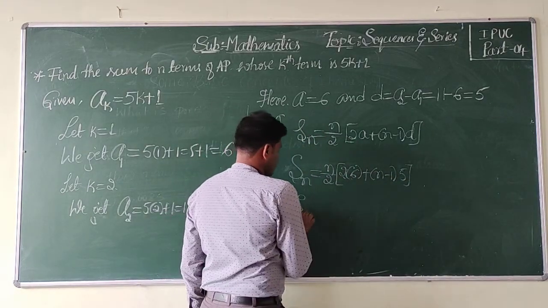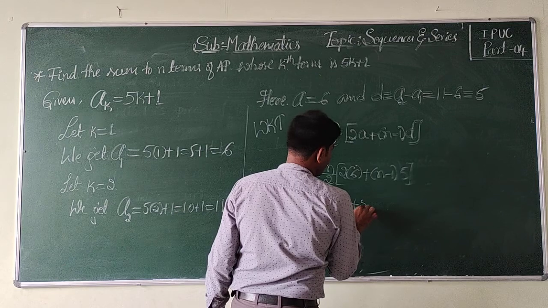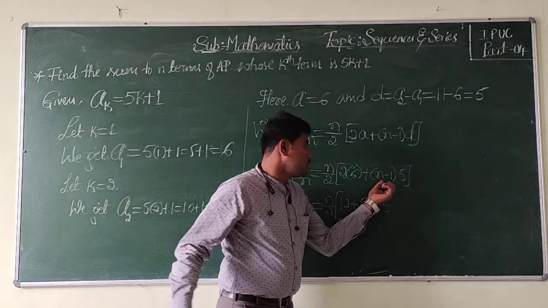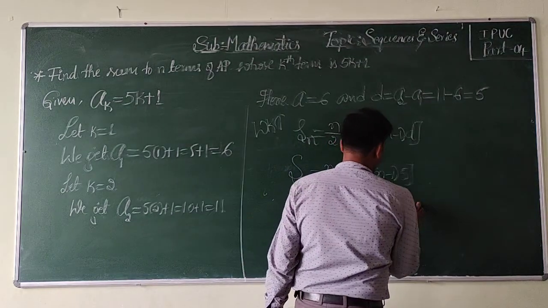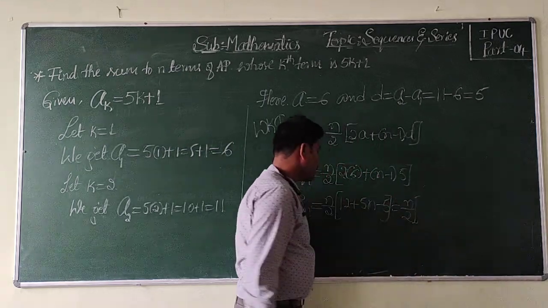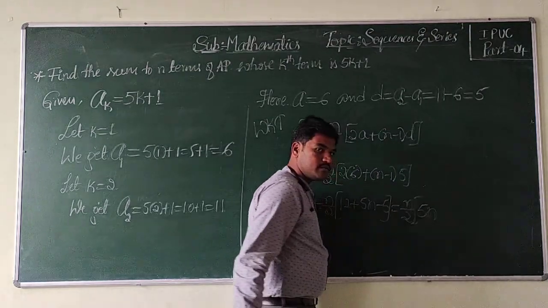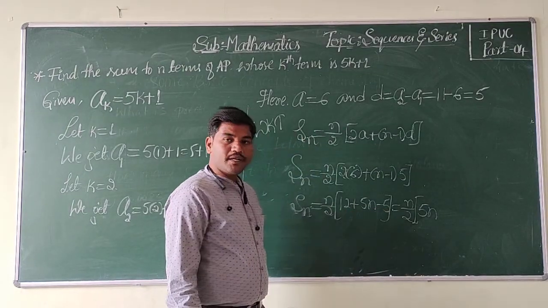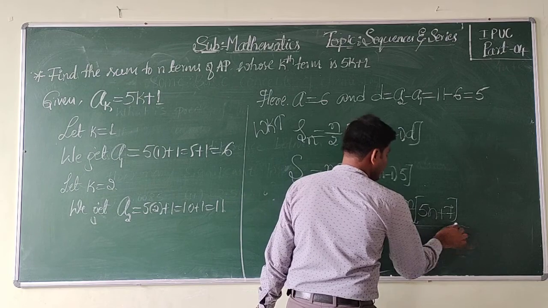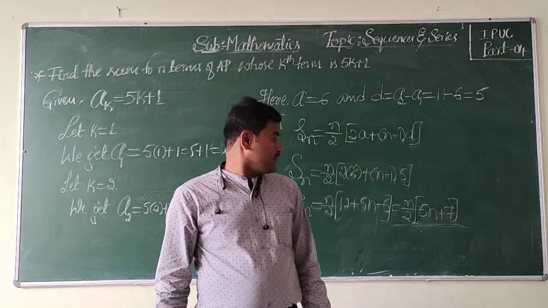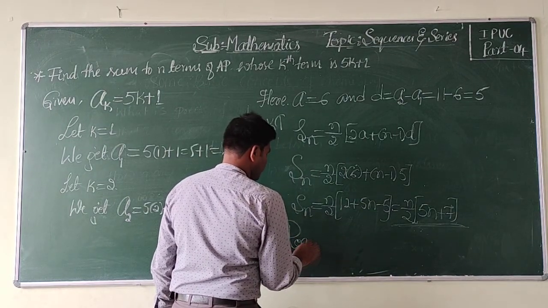Simplify this. Sum to n terms becomes n upon 2 into 12 plus 5n minus 5. Multiply this, 5n minus 5. That is equal to n upon 2 into, I have 12 minus 5 and 5n is there. Now I am going to write 5n first. Next is 12 minus 5, that becomes 7. So the sum of n terms is n upon 2 into 5n plus 7. Required sum of n terms.